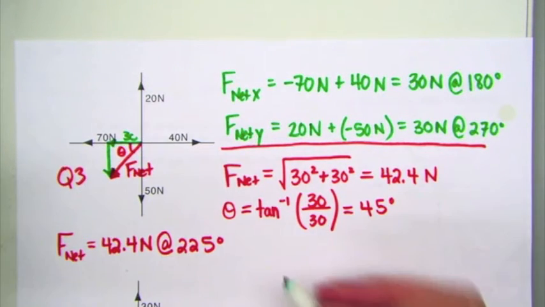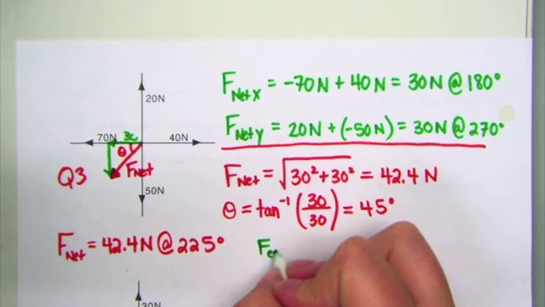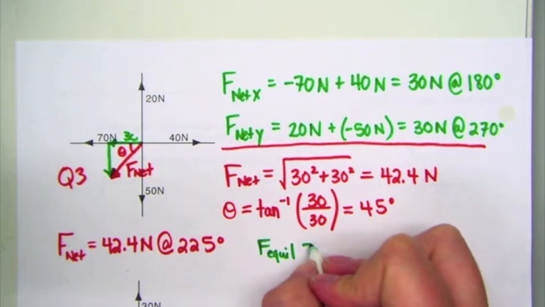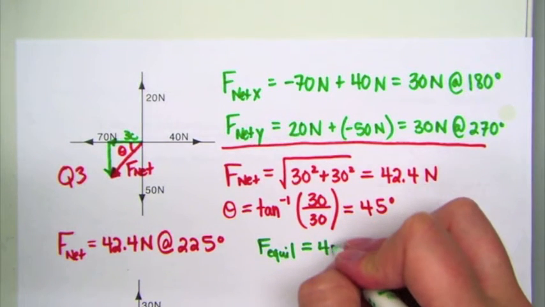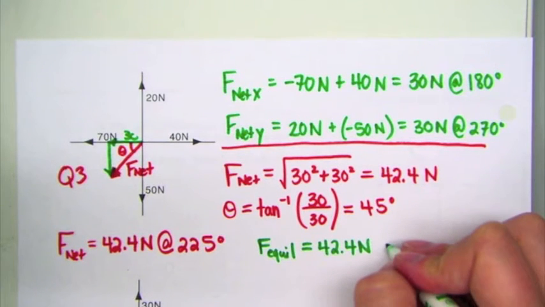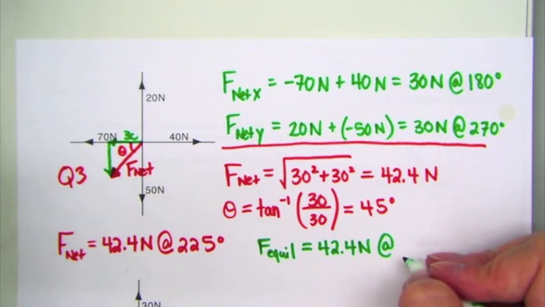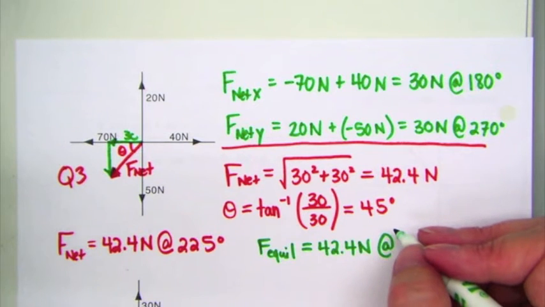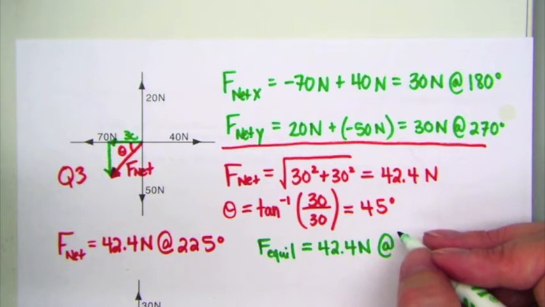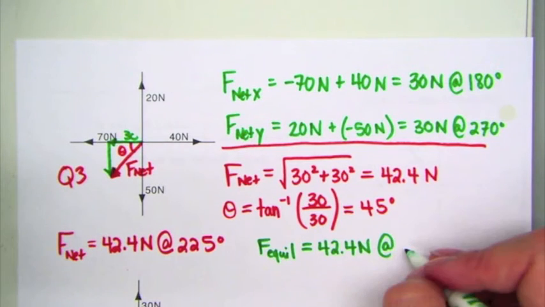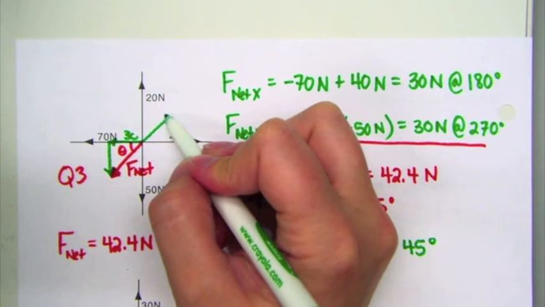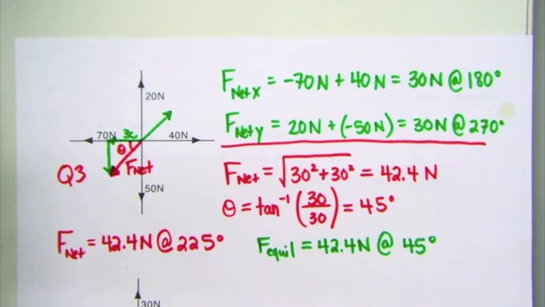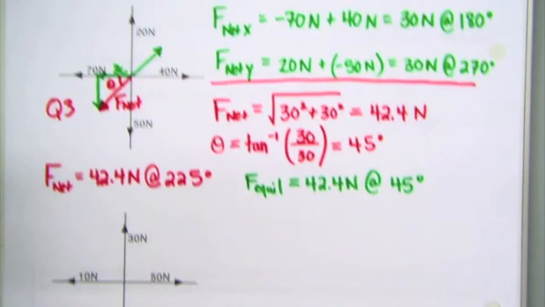Now, let's talk about what my equilibrium force is. It's going to be the same magnitude, but opposite direction. Now, if I'm in quadrant 3 or quadrant 4, to find the opposite angle, I'm going to subtract 180. Okay? What that looks like on the picture is just like that. Okay? So, try the next two.